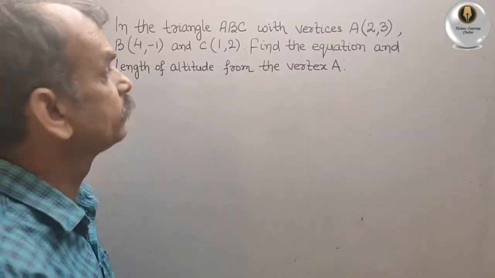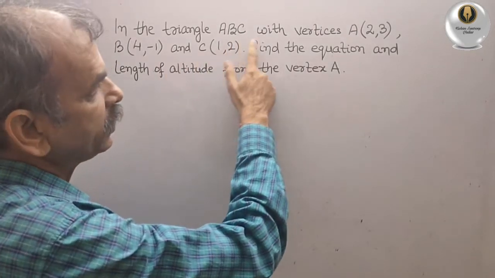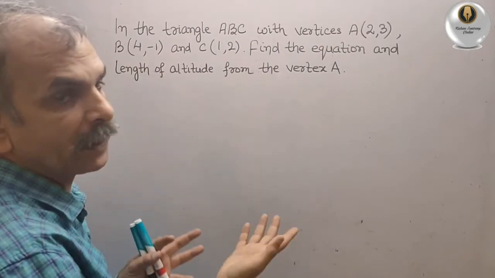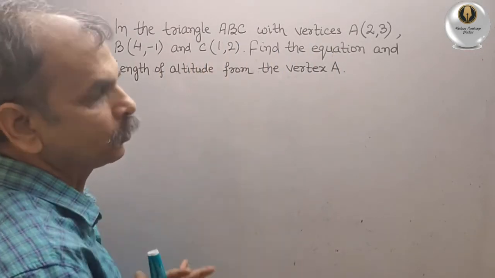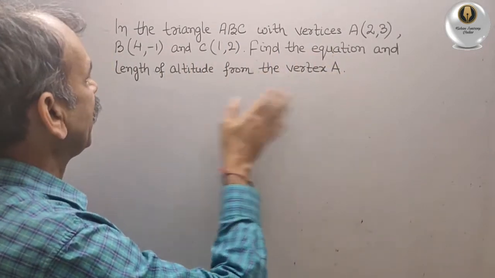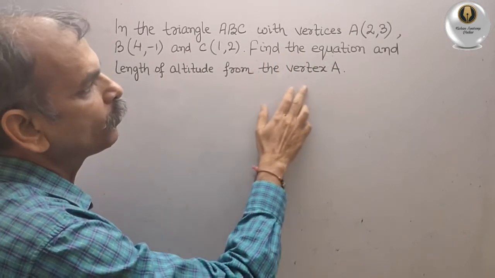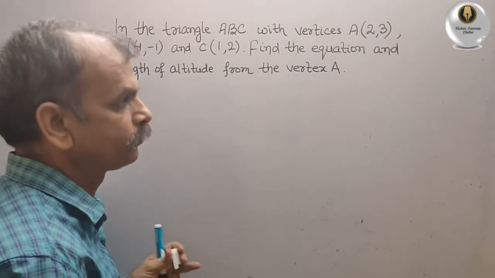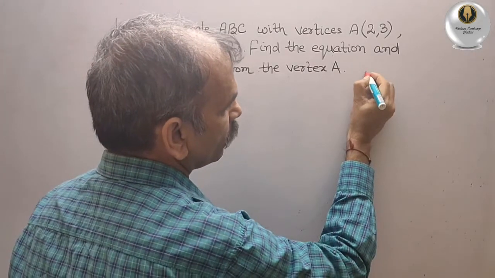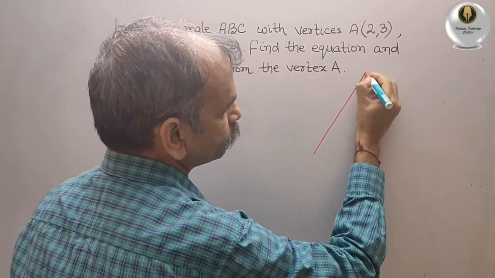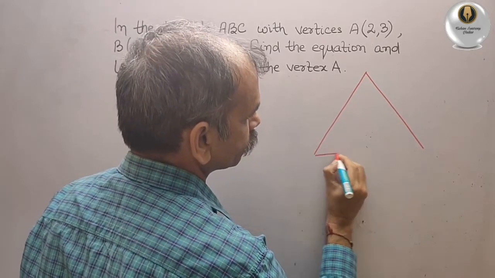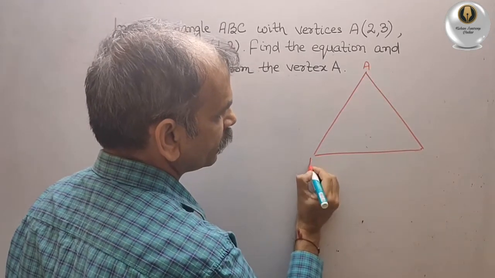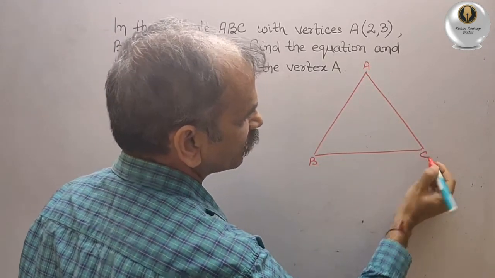Your question is, in the triangle ABC with vertices A (2, 3), B (4, -1) and C (1, 2), find the equation and length of altitude from the vertex A. First we will draw it. So this is your triangle. This is your A, this is B and this is your C.